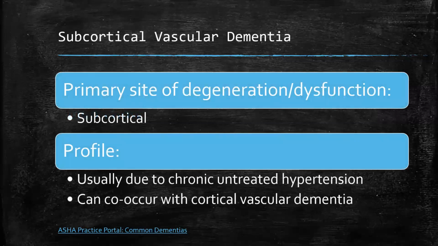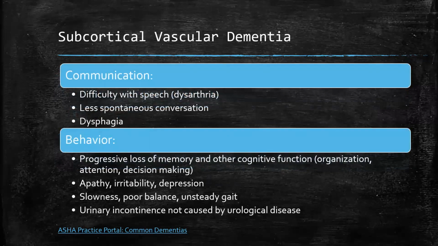So moving to subcortical vascular dementia, it usually occurs because of chronic untreated hypertension, and this can co-occur with cortical vascular dementia. The communication changes that we'll see, again, some motor speech changes, so difficulty with speech that looks like dysarthria, less spontaneous conversation, and possibly dysphagia.